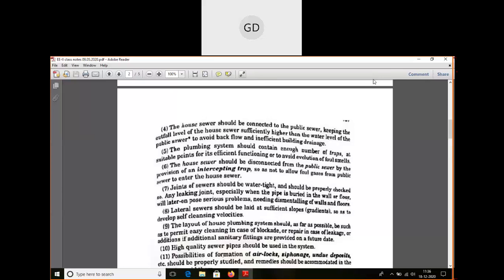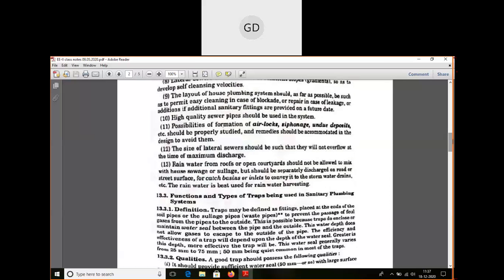Okay, why? Because you can permit easy cleaning in case of any blockade, or any repair in case of leakage, or additions if additional sanitary fittings are provided on a future date. Number 10 is that high quality sewer pipes should be laid in the system. Obviously, if you use low quality ones, it will create a problem later. So beforehand you will be using high quality sewer pipes in the system.